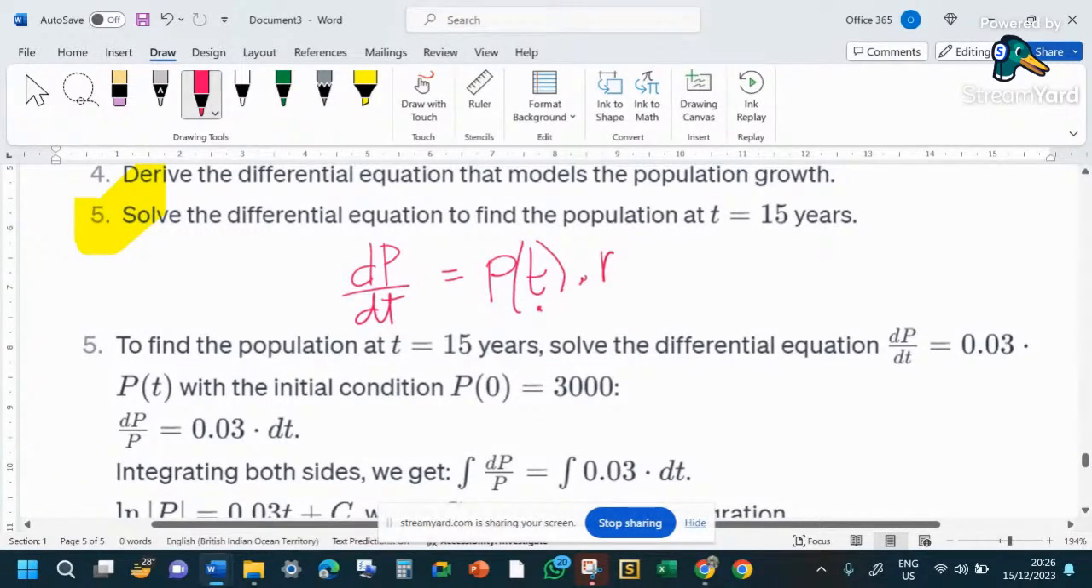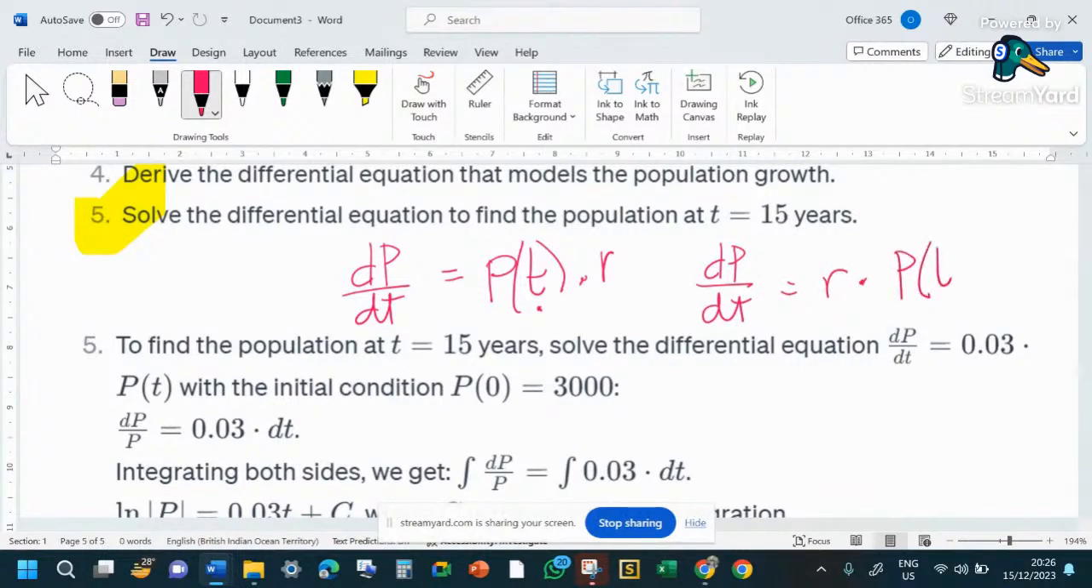Times R. Or simply dP over dt is equal to R times P(t). Okay. Now, what is R? R is 0.03. We have determined that earlier on. So, our working equation for number 5 will be dP over dt equal to 0.03 times P.